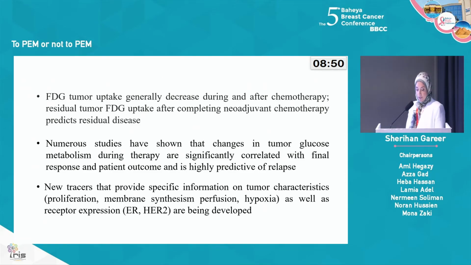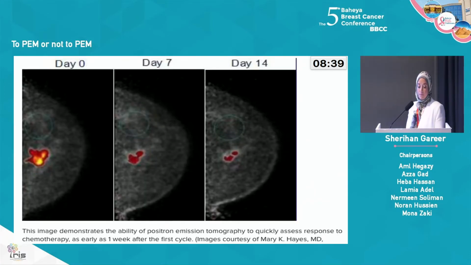There are new tracers being developed that provide specific information on tumor characteristics, including proliferation, hypoxia, or perfusion, as well as receptor expression. These images demonstrate the ability of PEM to quickly assess response to chemotherapy as early as 1 week after the first cycle.